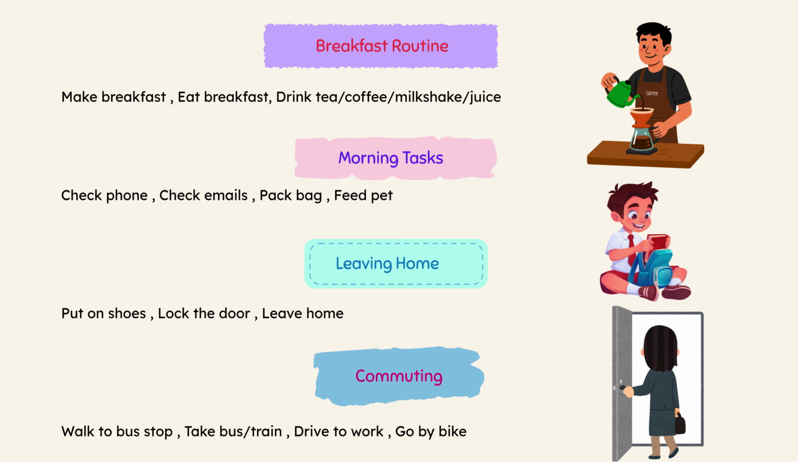Now, leaving home. We use phrases like put on your shoes, lock the door, and leave home. For example, I put on my shoes, lock the door, and leave for work. Finally, commuting. This means traveling to work or school. You can say walk to the bus stop, take the bus or train, drive to work, or go by bike. For example, I take the bus to work every morning. These steps complete your morning routine before starting your day.